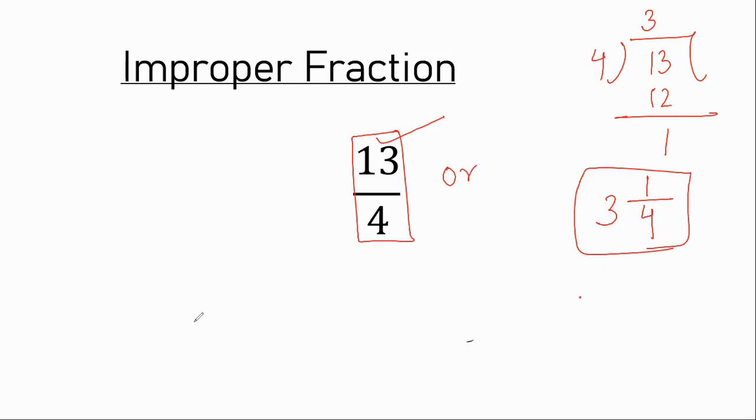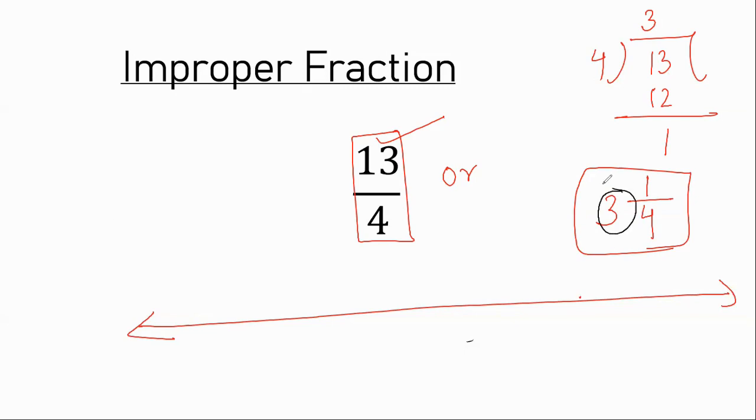Now I have to draw a number line. Between what numbers will it come? Always remember, always see the between part. The between part is 3. Because the between part is 3, this complete mixed fraction will lie between 3 and 4. Please see the middle number, the between number. The between number is 3, so this number will lie between 3 and 4.